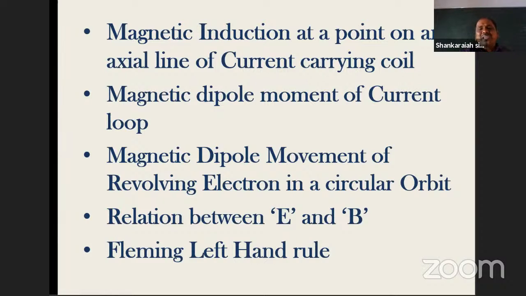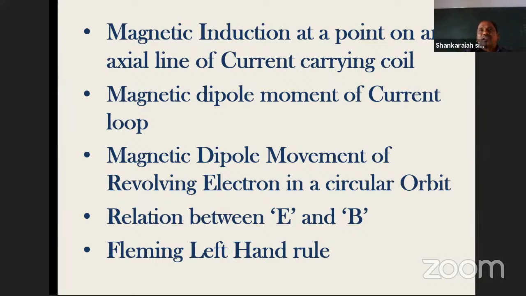But if the coil has n number of turns, first turn, second turn, then the magnetic induction B is equal to mu naught I N divided by 2R. This is from the previous class.